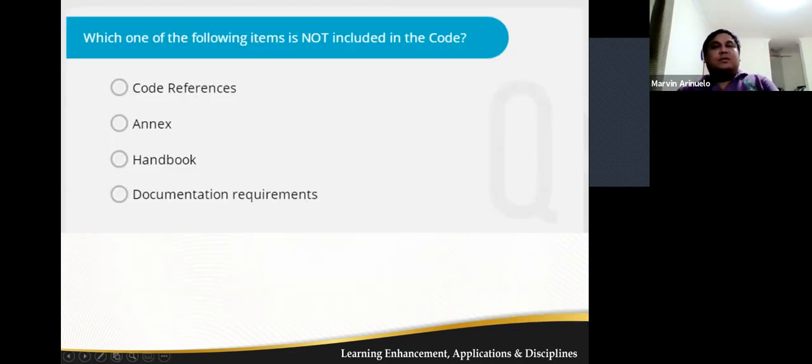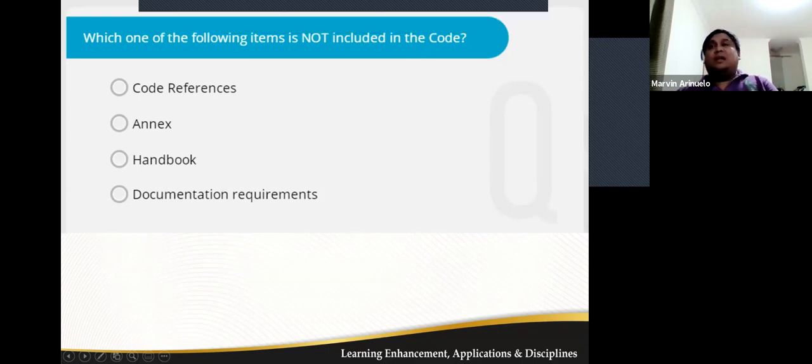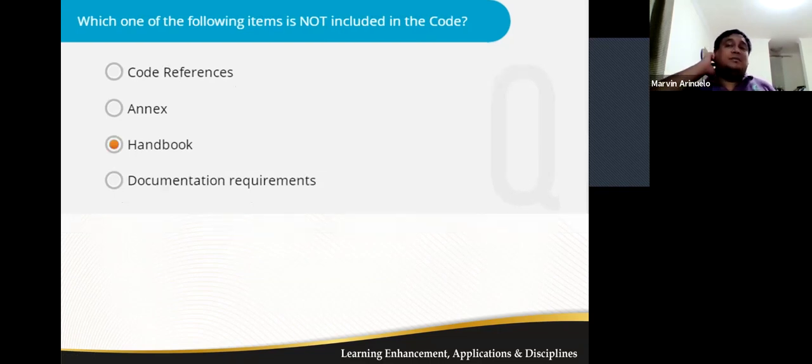So the question is, which of the following is not included in the code? Generally, it is the handbook, no? The NFPA code and the handbook are actually separate, but the handbook gives more explanation of what the code is all about. No? So the handbook is another book, a different book.